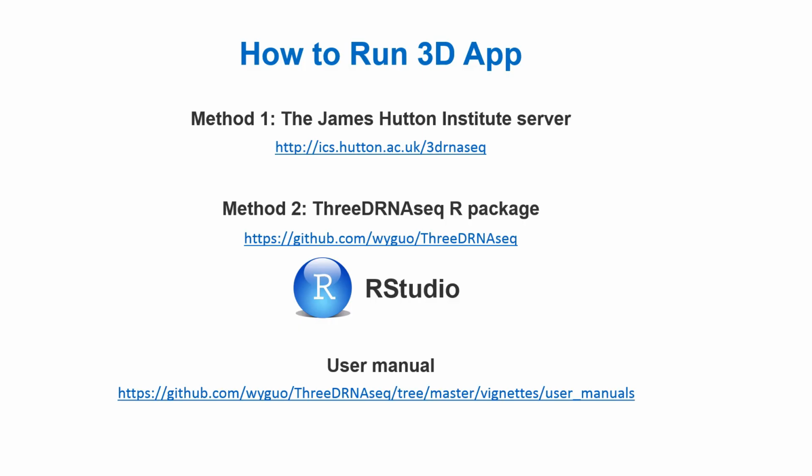There are 2 methods to run the 3D app. The first one is to run the app on the James Hutton Institute server by this link. The second method is to use the ThreeDRNAseq App package in RStudio. The package can be installed from GitHub. User manuals can be found on the GitHub page.